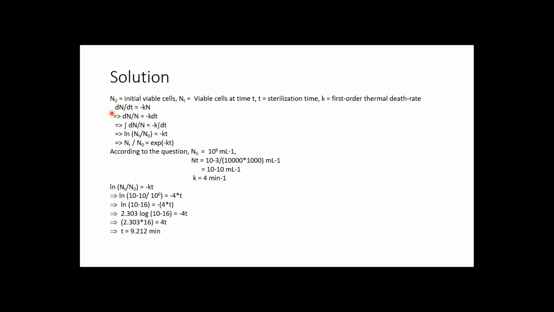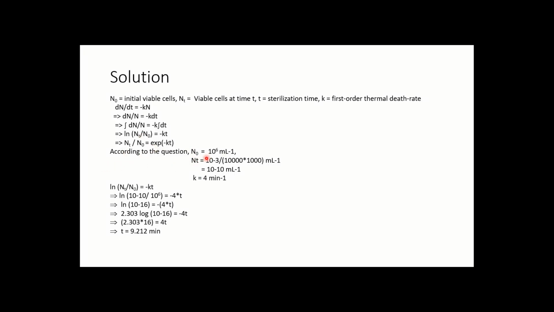So the rate equation of the spore death is dN by dt equals minus kN. So dN by N equals minus k dt. If we integrate both sides from limit N naught to Nt and t equal to 0 to t, because at time t equal to 0 the viable spore number was N naught, and at time t the viable cell number will be Nt, we will get ln Nt by N naught equals minus kt, which can also be rewritten as Nt by N naught equals exponential of minus kt.